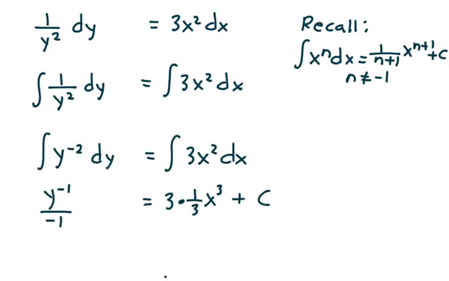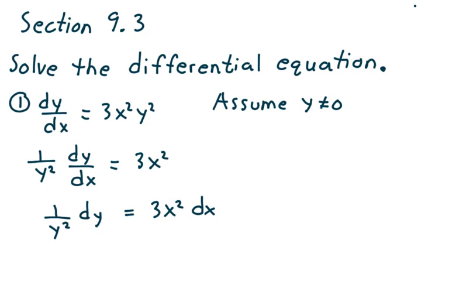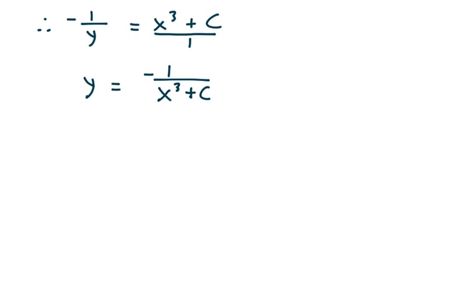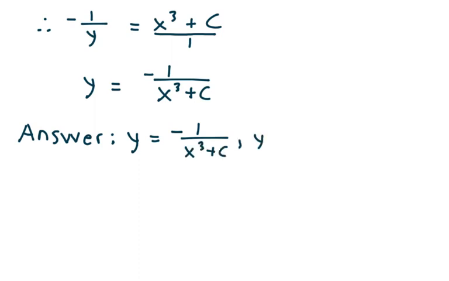Now, if you look, in this case, I assumed y does not equal 0, because then I wouldn't be able to integrate 1 over y squared dy. But the complete solution here, the answer here, is y equals negative 1 over x cubed plus c, and y equals 0.